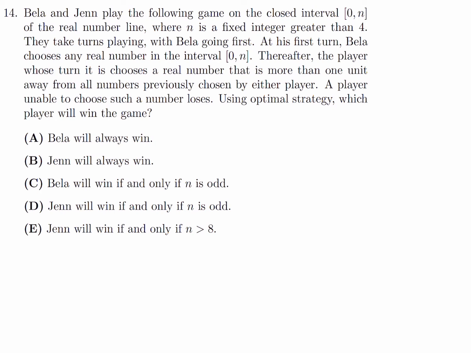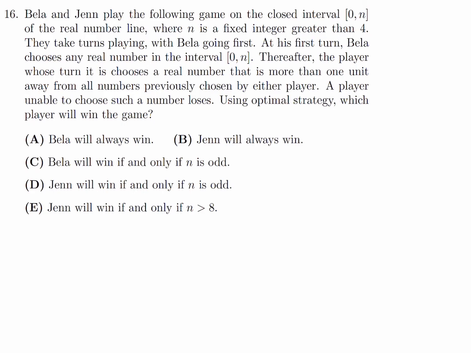Bella and Jen play the following game on a closed interval 0 to n of the real number line where n is a fixed integer greater than 4. They take turns playing, Bella going first. At his first turn, Bella chooses any real number in the interval 0 to n. Thereafter, the player whose turn it is chooses a real number that is more than 1 unit away from all numbers previously chosen by either player. A player unable to choose such a number loses. Upon using optimal strategy, which player will win the game?